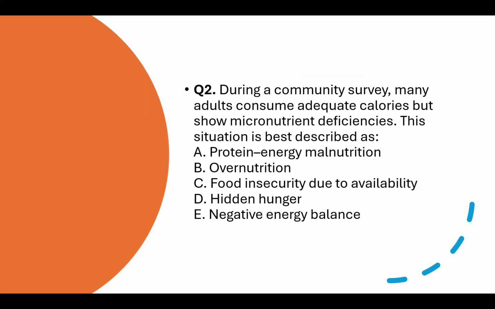During a community survey, many adults consume adequate calories but show micronutrient deficiencies. This situation is best described as protein energy malnutrition, B. Overnutrition, C. Food insecurity due to availability, D. Hidden hunger, or E. Negative energy balance. It is D. Hidden hunger of micronutrient deficiency, which is not apparent but it is present. So it is related to the concept of hidden hunger.